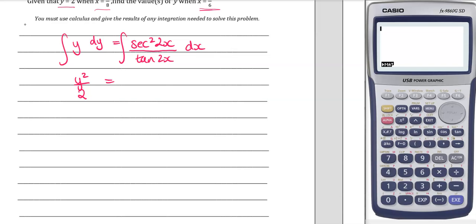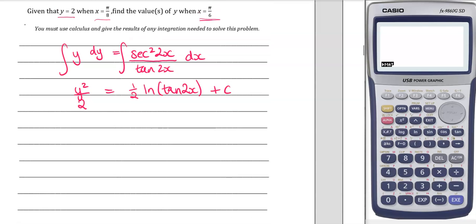So if we take a look at what that top is, it's almost the same as the derivative of the bottom, but it's twice as big. So we need to start off half as big as the natural log of tan 2x, because if the top is the derivative of the bottom, then the integral will be the natural log of the bottom. But in this case, it's half as big as that. And you can just do a quick mental check that if you tried to differentiate that, you would end up with sec squared 2x over tan 2x. Then we have the plus c.